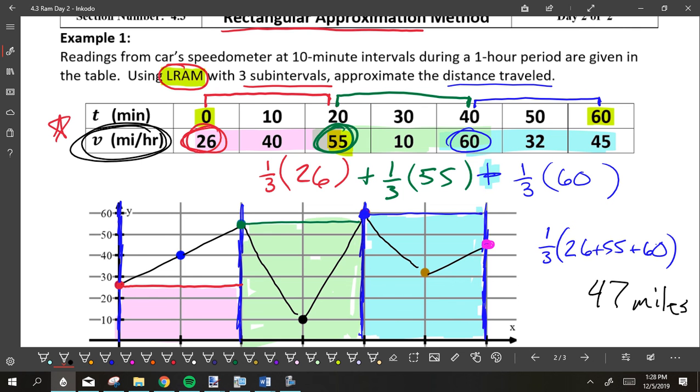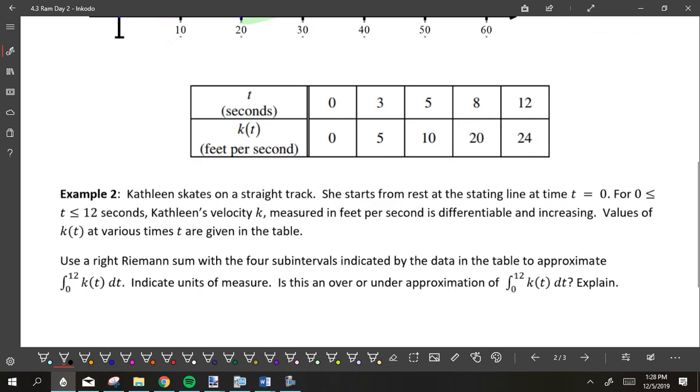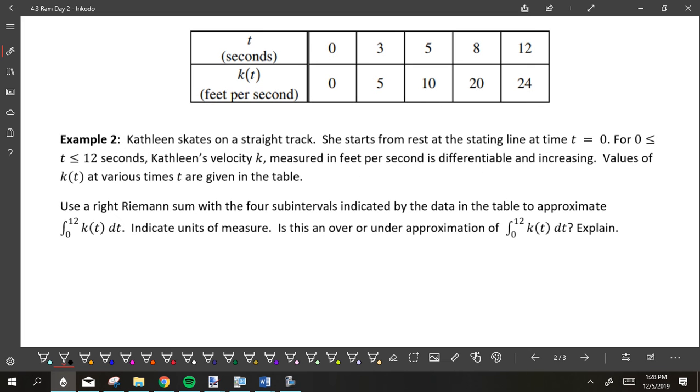All right, let's do the next one. Kathleen, so all these questions today are from an AP exam. This one's from 2016, I think. Kathleen skates on a straight track. She starts from rest at the starting line at time t equals 0. From 0 to 12 seconds, her velocity is measured in feet per second. It's differentiable and it's increasing. The table tells you what's happening. Use a right Riemann sum with 4 subintervals indicated with the data to approximate that thing. And then we're going to do units of measure and talk about over-under approximation.